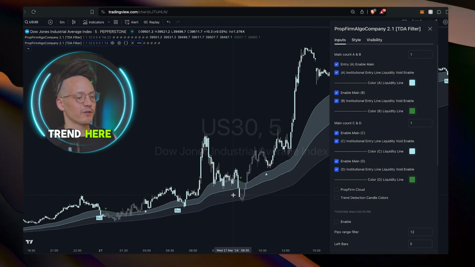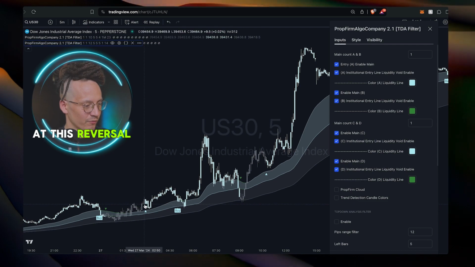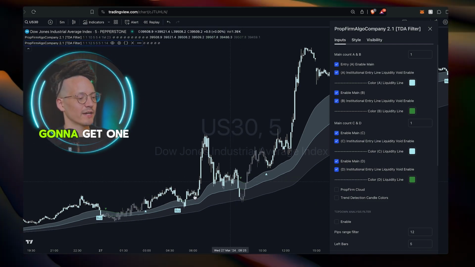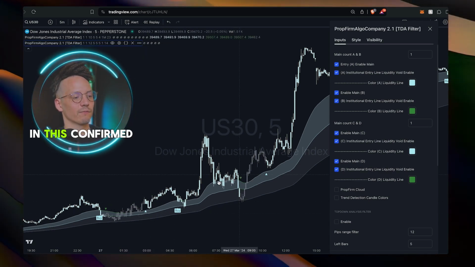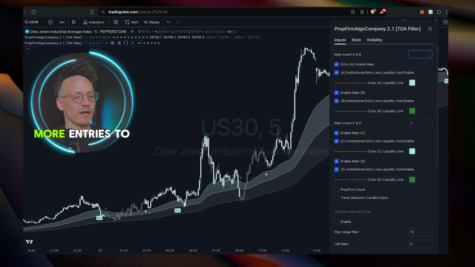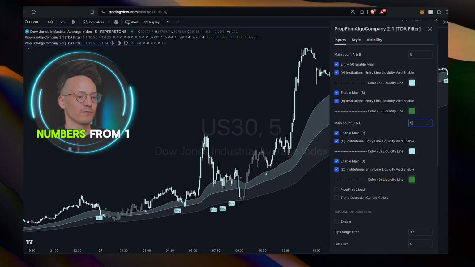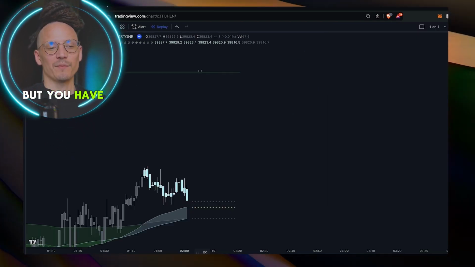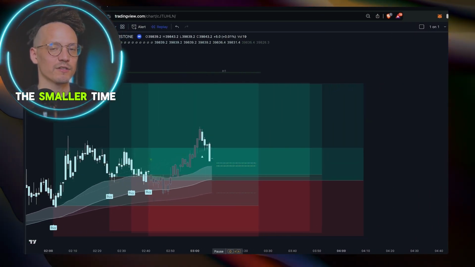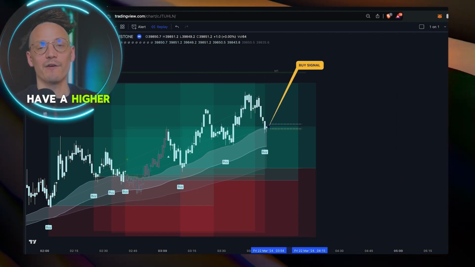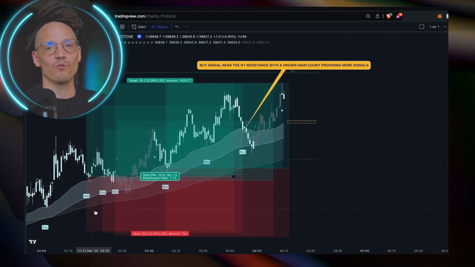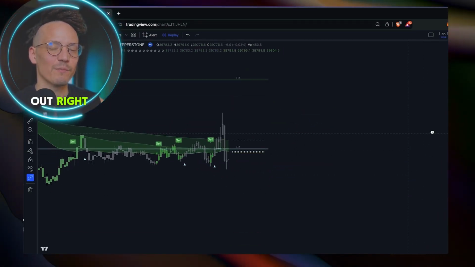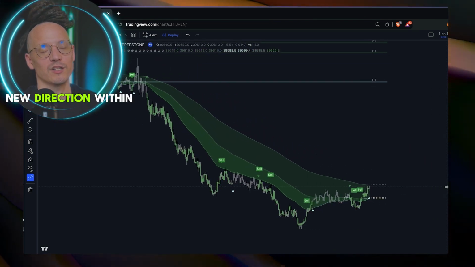With this bullish trend here, you could see that it started at this reversal. That's when the trend started, and then a possible reversal right here. So we're only going to get one signal in this confirmed trend. But notice if I add more entries to the main count and taking these numbers from 1 to 5, now I'm getting those entries that I want. But you have to be careful when looking at the smaller time frame, because if you have a higher main count, it's going to give you more signals, which may result in having signals at the very end of the trend when it's dying out right before there's a possible new direction within the market.